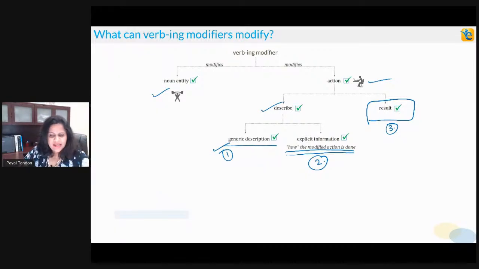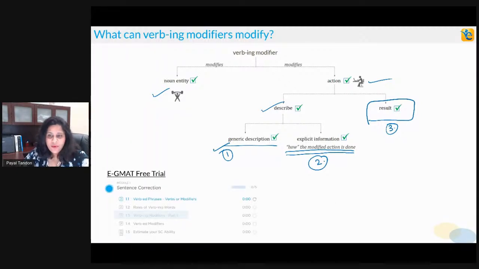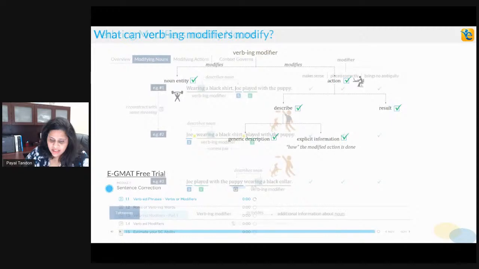Okay, so again, these are at a very high level, this is how verb-ing modifiers work. Now if you are not an EGMAT student, I would highly recommend that you sign in to the EGMAT free trial and look at the verb-ing modifiers part 1 file, so that you get this overall understanding of how verb-ing modifiers work. All right, so now let's move on to the next part here.